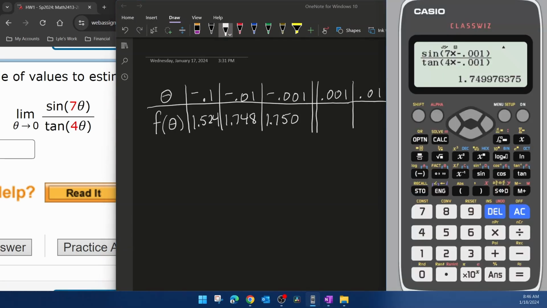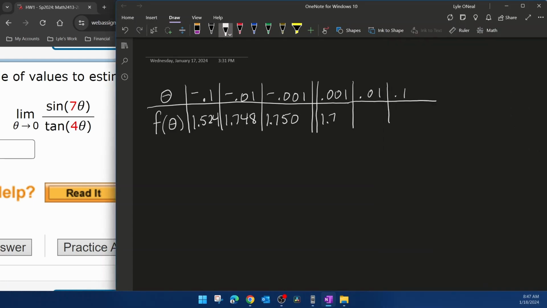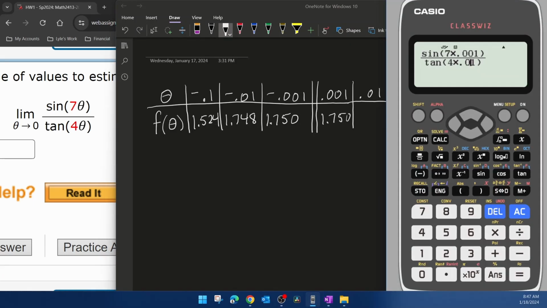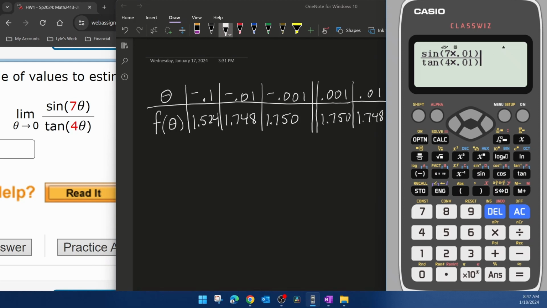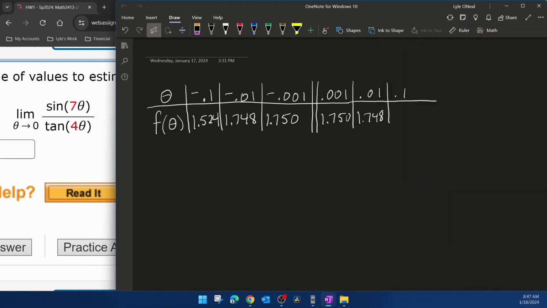And then the easiest way to do the rest of these, again, is just edit, and we're going to remove the negative sign. Oh, and we have symmetry, 1.750 rounded. Let's see if it's symmetric for the other ones as well. 1.748. And just for fun, I'm pretty sure it's going to be symmetric. 1.524. Yeah, so we have symmetry.